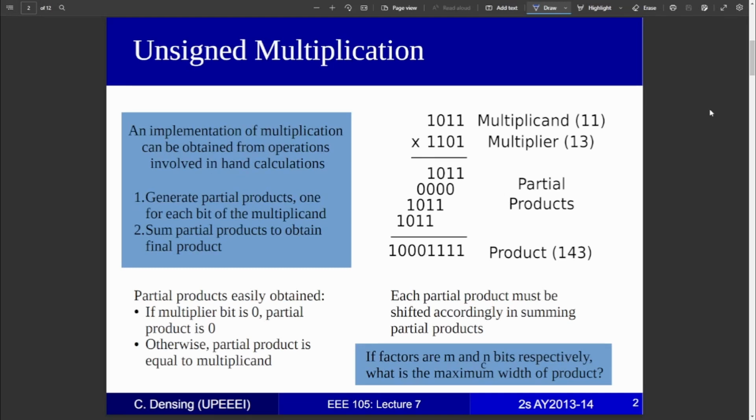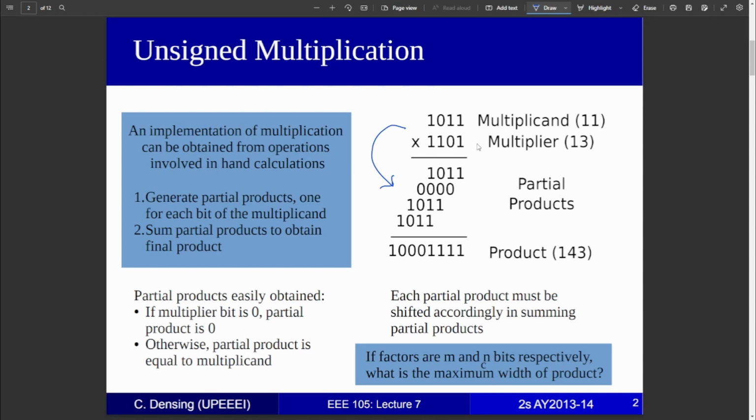Okay, hello everyone. Let's talk about multiplication. Multiplication is basically just repeated addition. It's actually much simpler than long addition, long multiplication rather in decimal. You can see here how it works.